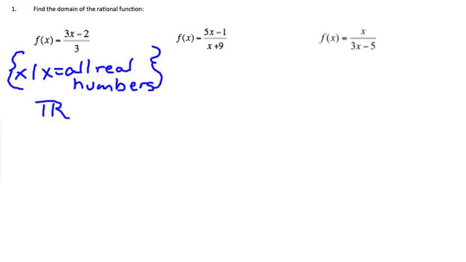When I move on to the next problem, f of x equals 5x minus 1 over x plus 9, you can see that I do have a variable in the denominator. And remember, the exception to my domain would be any values of x that make that denominator equal to 0. So in order to find that, I'm going to take x plus 9 and set it equal to 0. So I just solve for x, which means I subtract 9 from both sides. And that gives me x equals negative 9. So that's the value of x that is not acceptable for my domain.